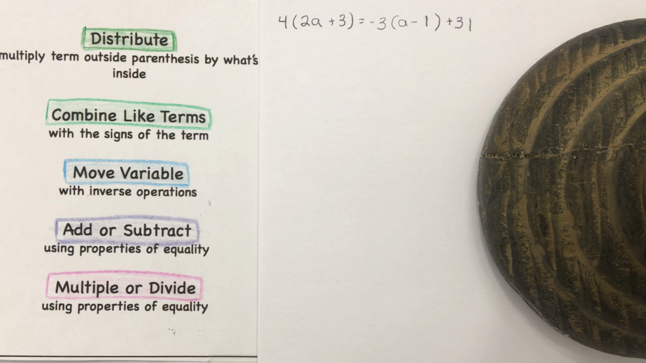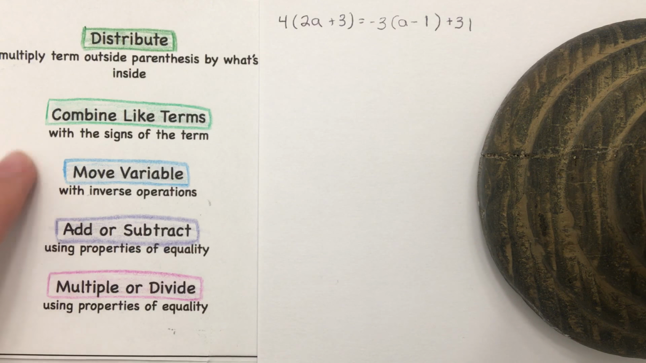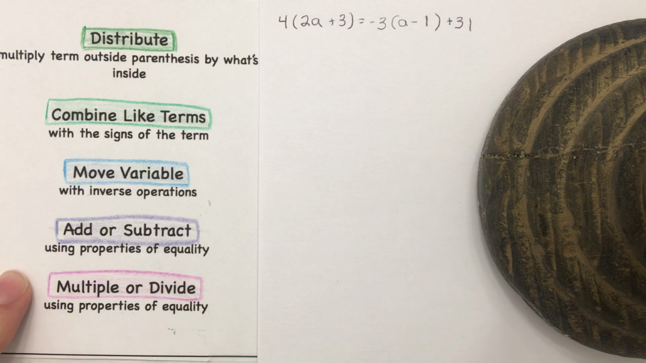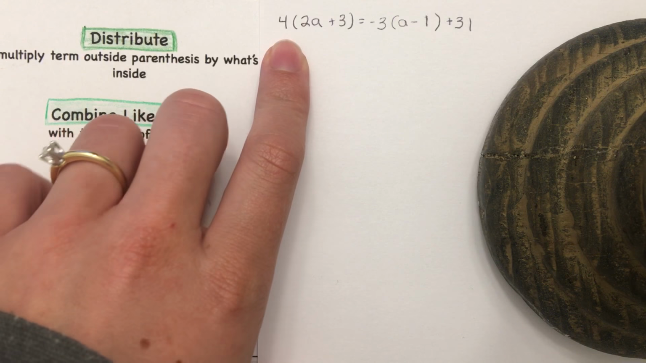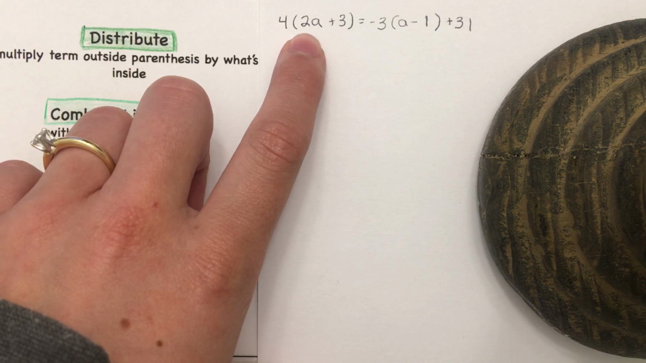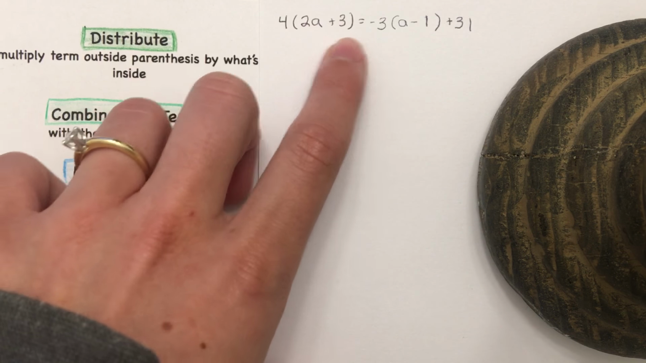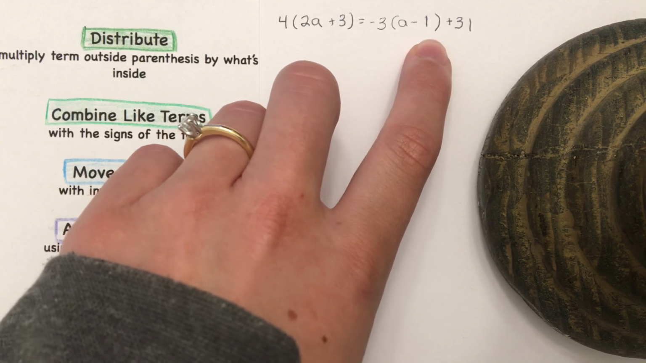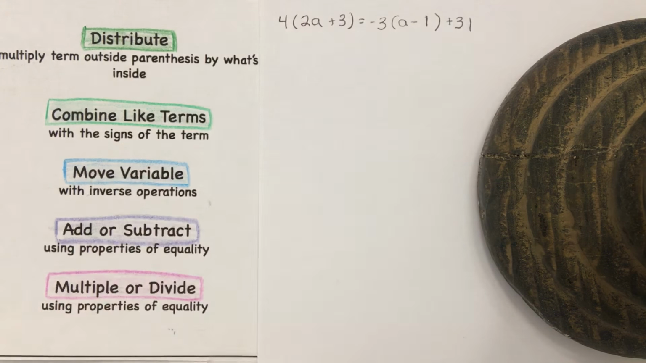Alright, so in this video we're going to look at solving linear equations. This over here should look familiar to you. This is our learning log that we completed this week on how to solve linear equations, and I'm going to use this just as a checklist to solve the following problem: 4 times (2a + 3) equals 3 times (a - 1) + 31.